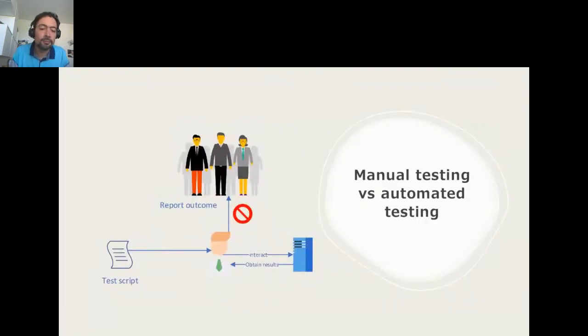This is again just a repetition. What is the difference between manual and automated testing? In the manual approach, there is one human person who is interacting with the system, who is obtaining the results, and who is driven by some test script.